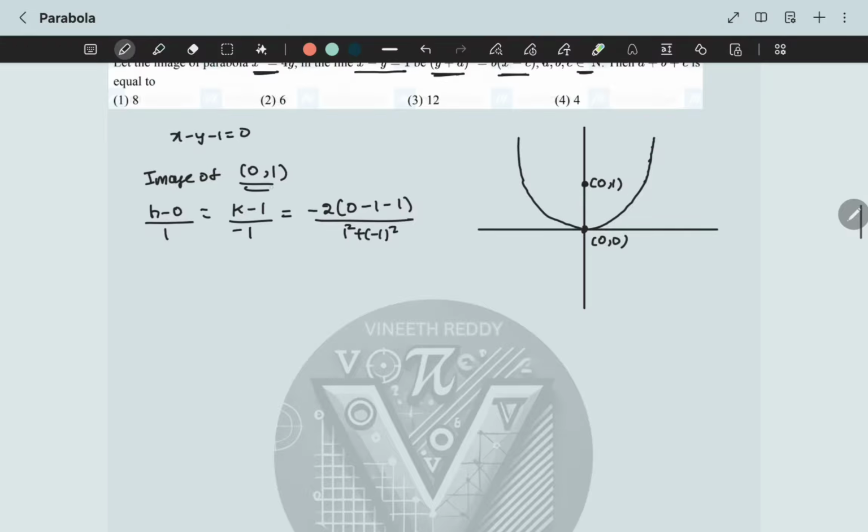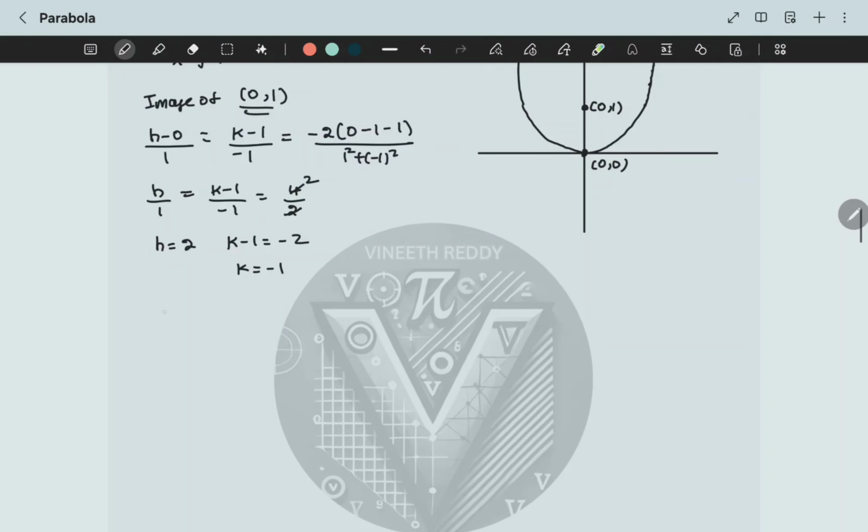We know how we are finding the image of this point, right? So we get h by 1 is equal to (k minus 1) by minus 1 is equal to minus 2 into minus 2, which is plus 4, divided by 2, which is 2. Therefore h is equal to 2 and k minus 1 is equal to minus 2, so k is equal to minus 1. That means the new focus will be (2, minus 1).